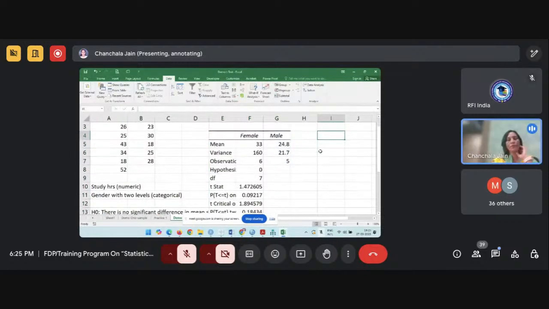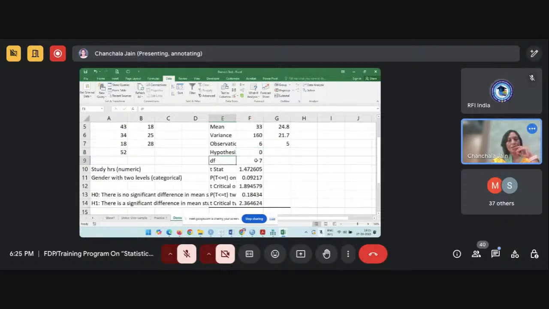There you can find we have the 2 groups, male and female. The mean study hours for female are 33 and for male it is 24.8. The variance in the female study hours is 160, and in the male study hours it is 21.7. Observations are 6 and 5 in the female and male groups. Hypothesized mean we haven't passed anything, so it is coming as 0. Degrees of freedom is 7. T-stat means the T calculated value, which is 1.47.